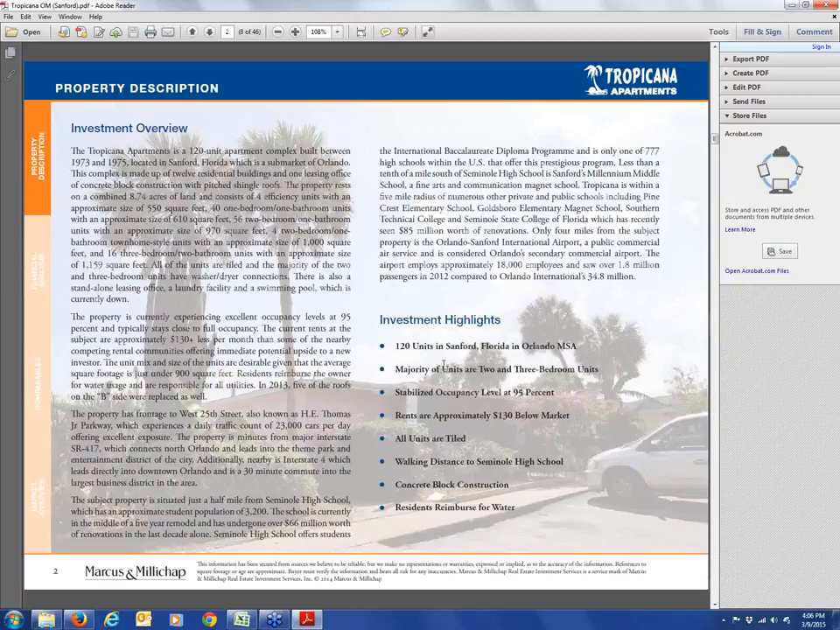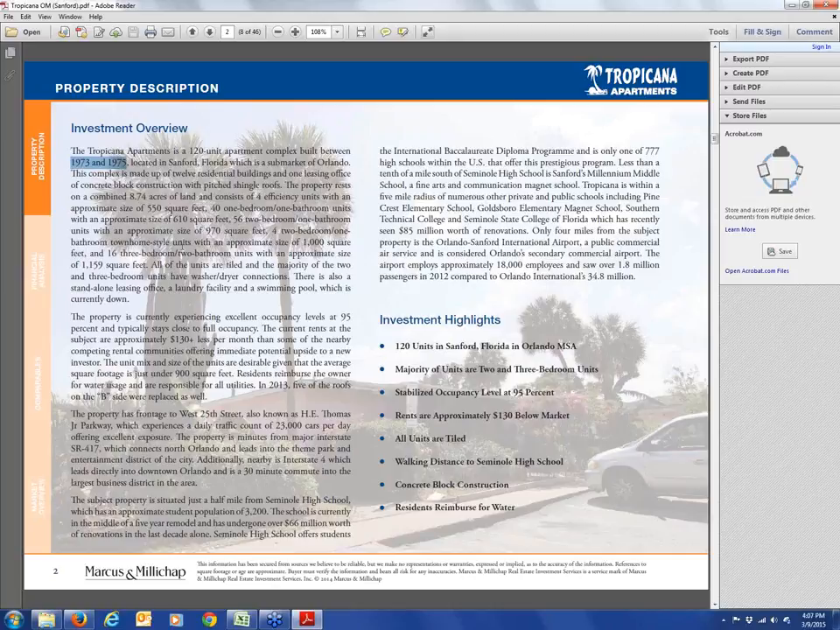All right, property description. Let's see what they have to say. It's a 120-unit apartment complex built between '73 and '75. Yep, there you have it. Submarket of Orlando. Twelve residential buildings, one leasing office, concrete block construction with pitched shingled roofs. So we're looking at pitched roofs. The property rests on a combined 8 3/4 acres. Let me see. The split is 41 ones, 56 twos and 4 two-bedroom, one-bath townhouses.